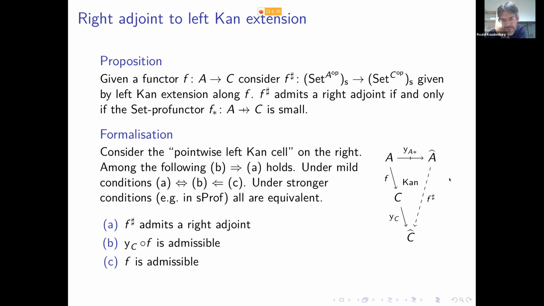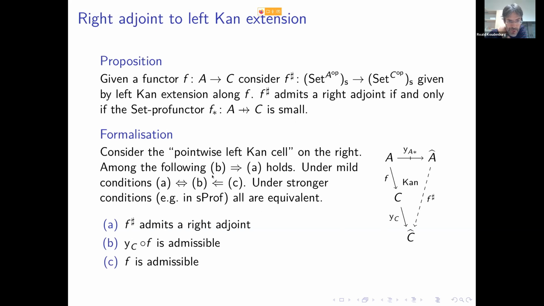So we consider this pointwise left Kan cell in any augmented virtual double category. And I don't have time to tell you what this means. So in S-prof, F sharp is the same as the one in the proposition. Well, let's consider these three conditions. The first one, F sharp has a right adjoint. The second one, this composite on the left, is admissible. That means that its companion exists in the augmented virtual double category. And the last one, F itself, is admissible.